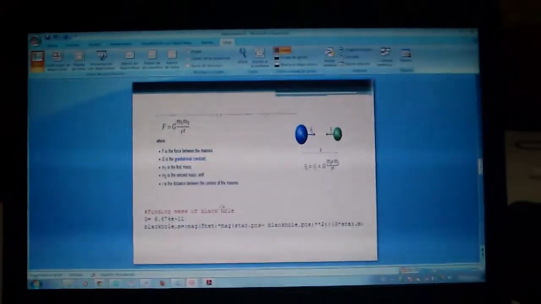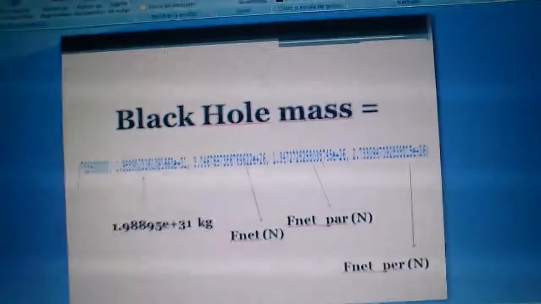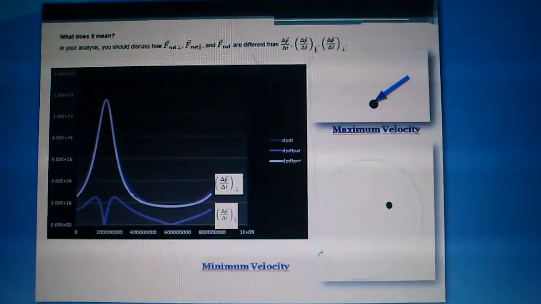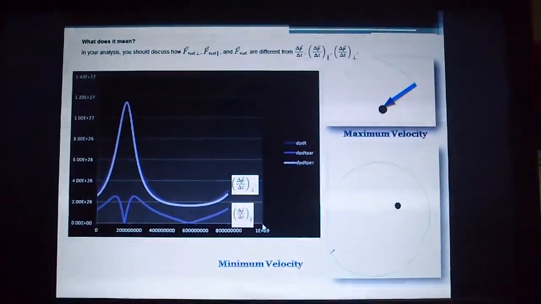So here we have our result about the black hole mass. This is what I showed in the slide, and these are the F net force, the parallel force, and the perpendicular force. Here we have what we obtained from the Python program, which is the data that I have set. In this part we look at what it means. These are parts of this trajectory that are important.